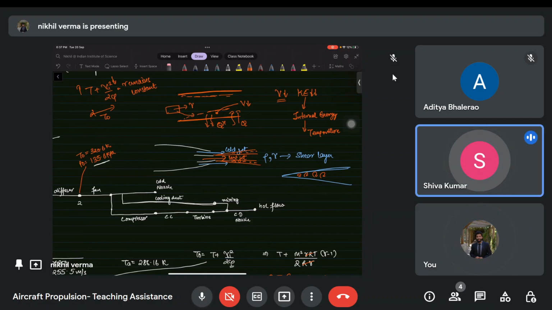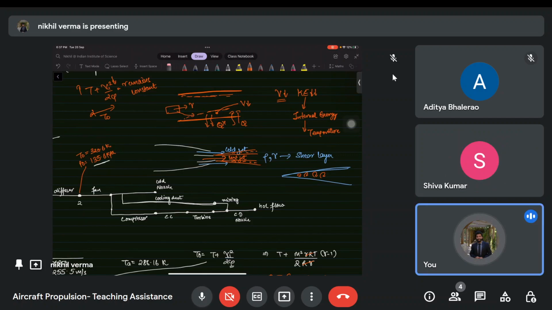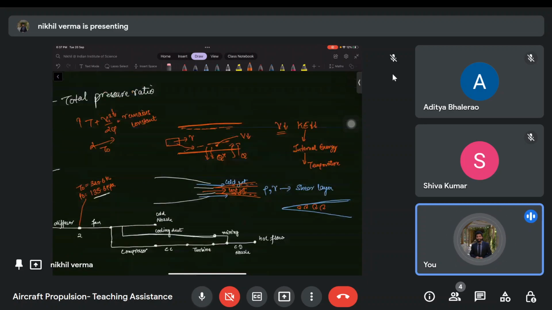Okay, sir. In the case of pressure, also the same thing happens. So let us see why the pressure is decreasing. So this pressure is just P1 plus gamma minus 1 by 2 M square, raised to gamma by gamma minus 1. Okay, so this is P naught, right?